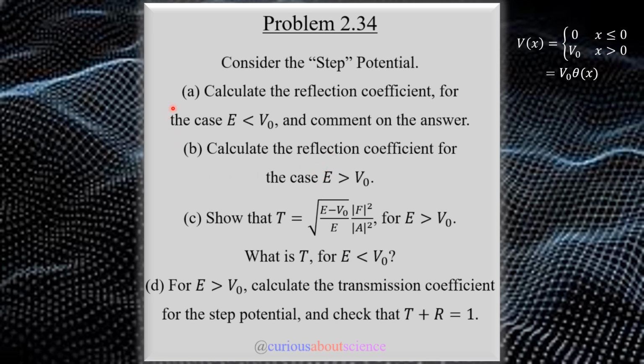Okay, so reflection, reflection. Now we've got to move on to transmission. Show that T is equal to the square root of (E minus V0) over E, times the magnitude of F squared over the magnitude of A squared, for E greater than V0. What about E less than V0? Okay, so we've got both cases of transmission there. Now, what about in part D? For E greater than V0, calculate the transmission coefficient for the step potential and check that T plus R equals 1. That is a great check to have, and we'll see it implemented here shortly.